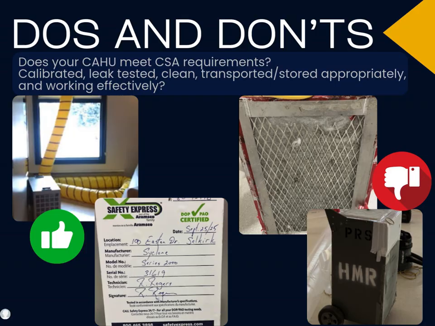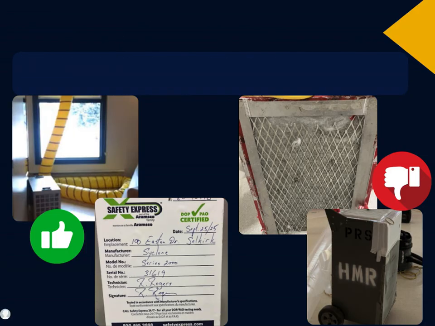Is it working effectively with filters in place and checked daily? Leak testing and calibration should be done prior to project onset and when filters are changed. A verification sticker with details should be clearly visible on the unit. A filter replacement may be required if the unit fails testing, the filter is damaged, or when negative pressure is affected. Exhaust CRM air outdoors through a HEPA filter and away from any air intakes.